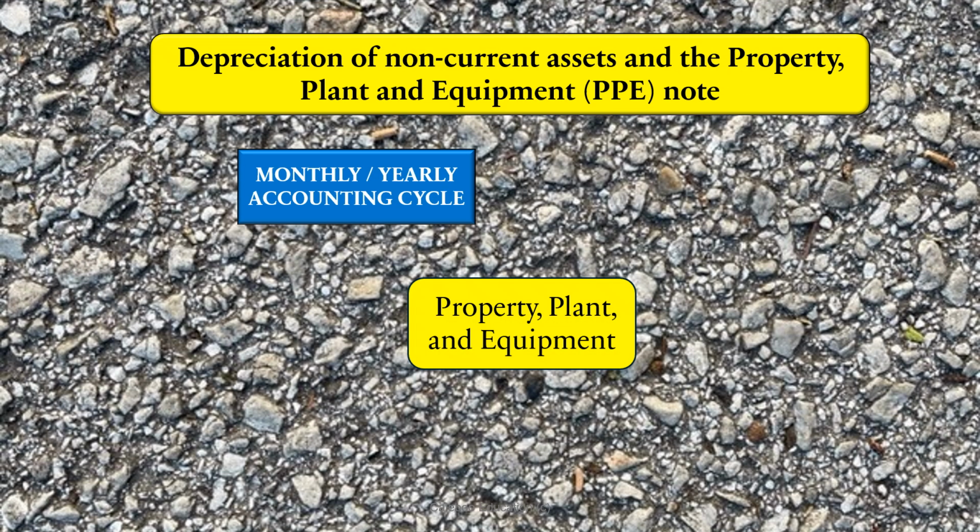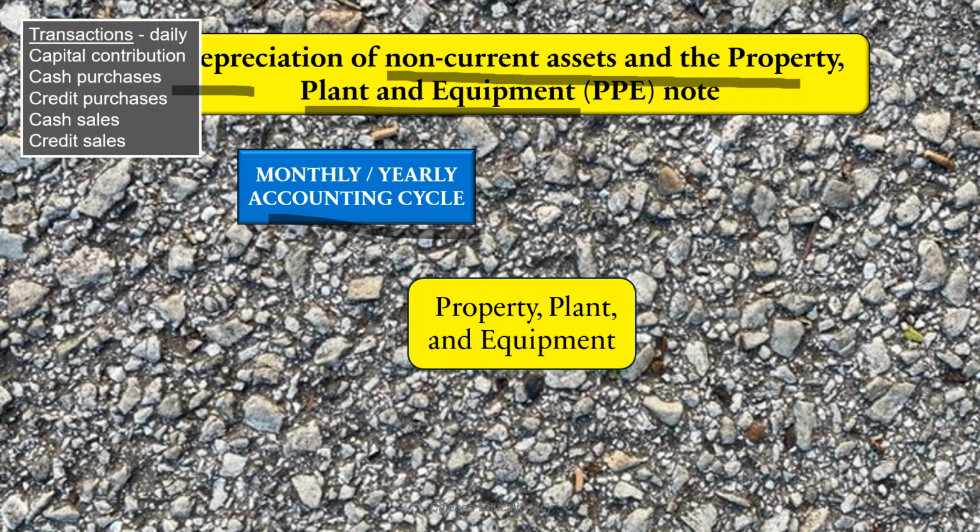Right, so we're going to look at depreciation of non-current assets and the property, plant and equipment note. But before we carry on, just a little bit of revision, just to show you where we are in the monthly or yearly accounting cycle. We transact in order to make a profit.